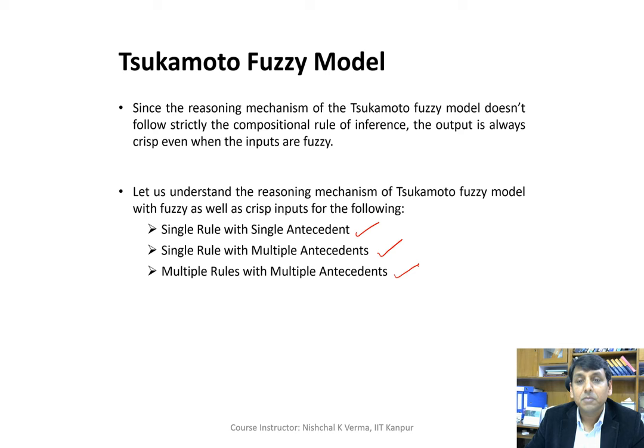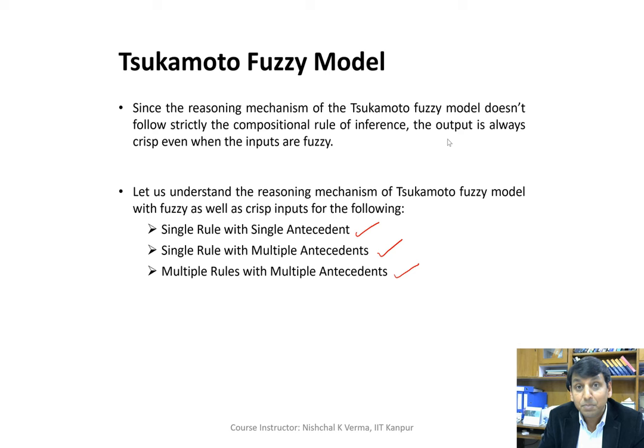Here, as I mentioned, the Tsukamoto fuzzy model doesn't strictly follow the compositional rule of inference. What is that compositional rule of inference? This is max min or max product. Since here we are not taking the union, max is not applicable. Here the output is the weighted average of the outputs that are coming out from each rule which is applicable.